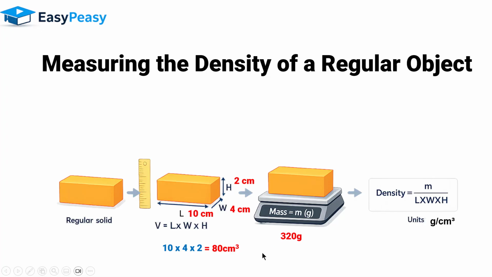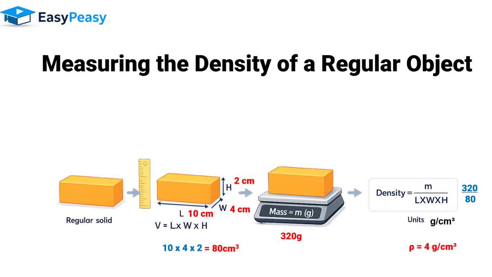Now let's put these values in the formula. So for the density, it will be 320 divided by 80, and the answer will be 4 gram per centimeter cube. So 4 gram per centimeter cube is the density of this object.